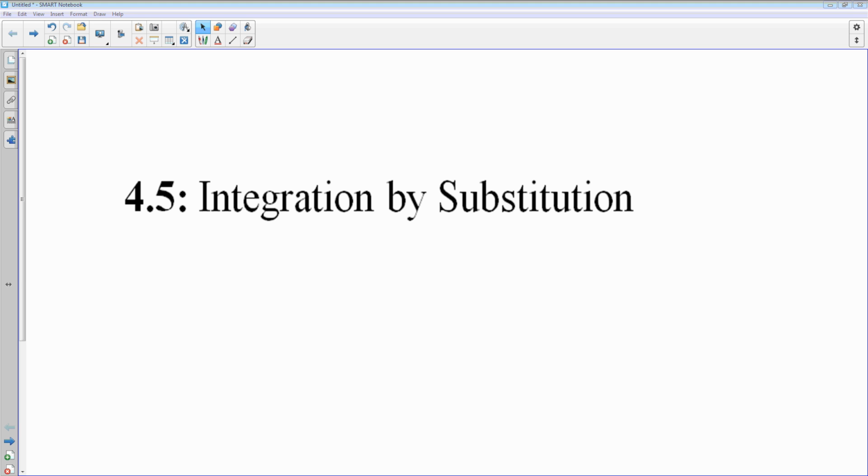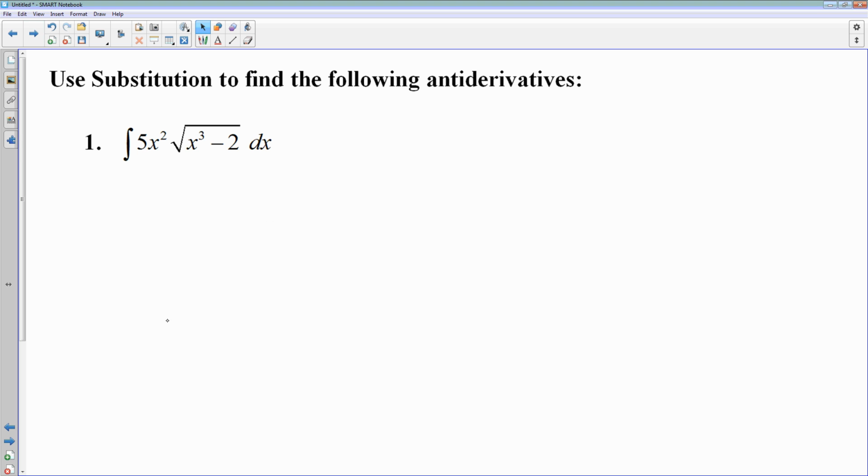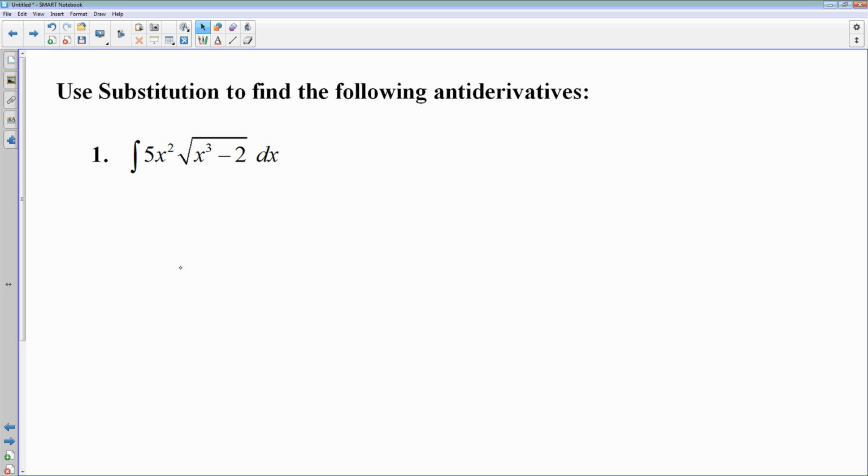Integration by substitution, one of the antiderivative techniques. This is undoing your chain rule. So we're essentially unchain ruling with this. So we're using substitution to get these antiderivatives. When you're doing substitution, what you want to identify is an inside and the inside's derivative, because we're doing the chain rule backwards.